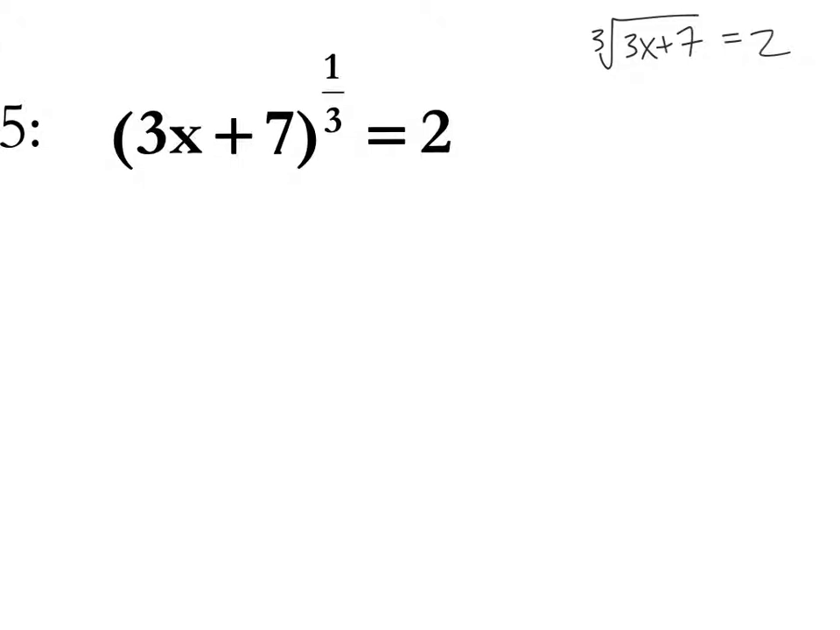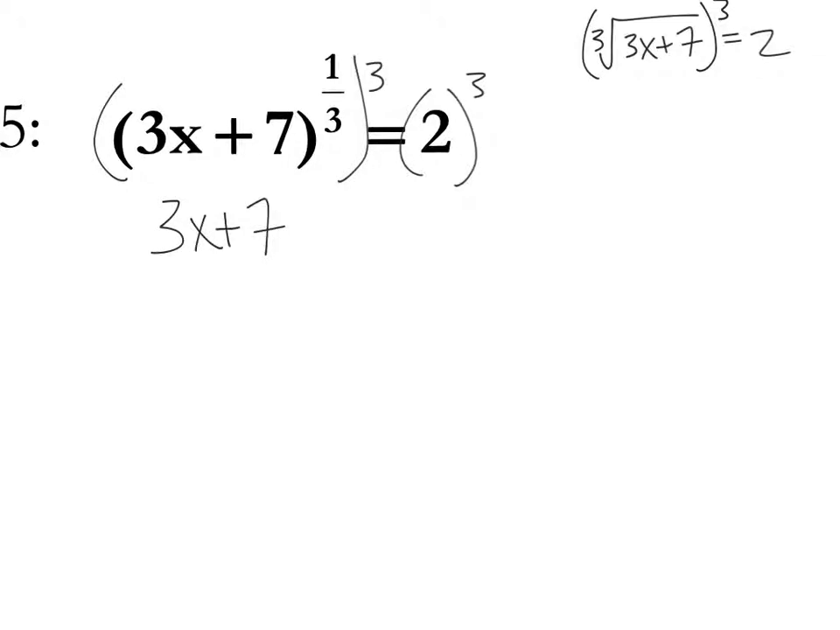I want you to know, though, you don't have to translate it into this. You can leave it like that, because look what happens. When I raise both sides to the third power, what happens when I multiply these exponents? They cancel, right? That's the same exact thing as raising this over here to the third. We still just get 3x plus 7 on the left. 2 to the third is not 6. It's 2 times 2 times 2, which is 8. And this is a super easy equation to solve after we get rid of that ugly radical. So you don't have to do this translation.